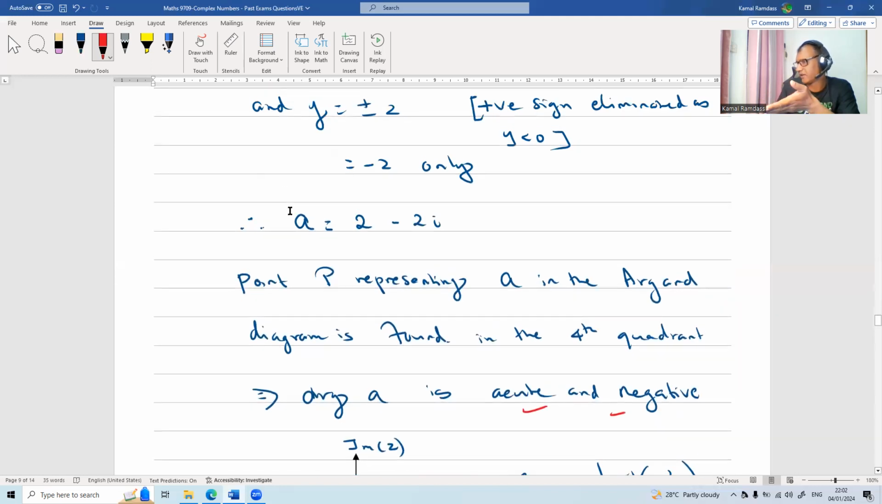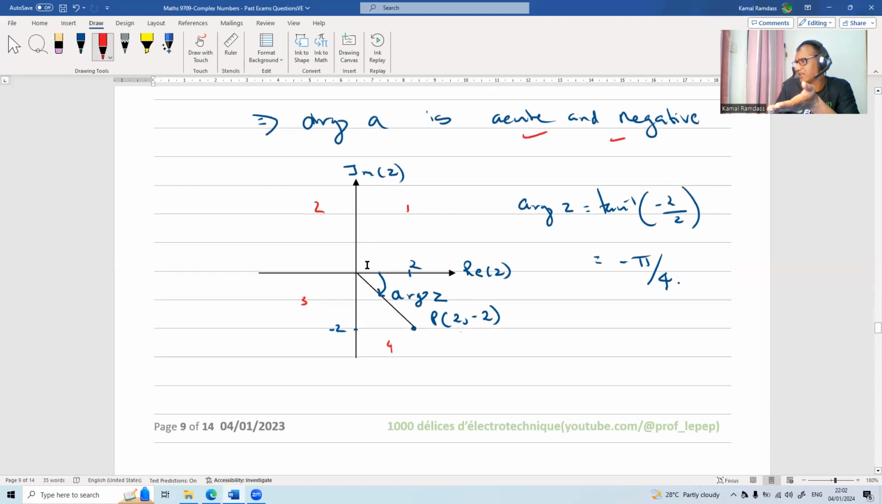An argument of it is tan inverse of minus 2 over 2, which is tan inverse of minus 1, that is minus pi by 4. And that is the answer.